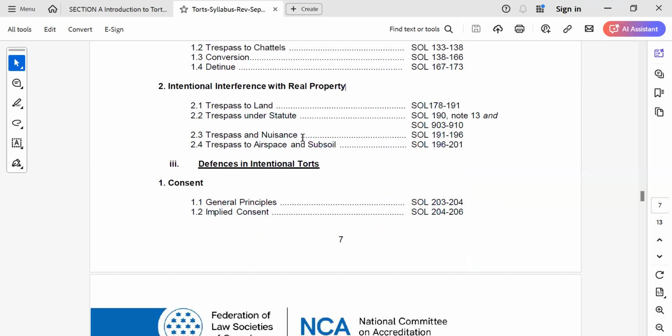And trespass and nuisance. What is the difference between trespass and nuisance? When does it stop being trespass and become nuisance, or how does nuisance turn into trespass? Those things also have to be considered.